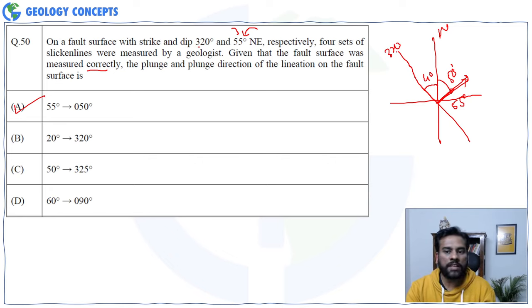If the bearing is 320 degrees, then it has to be 0 degree plunge because it is parallel to the strike. So this is not possible. At 325, if you just go from 320 to 325, the plunge will be a little more than 0. It cannot be 50 degrees. So this is also wrong. 60 cannot be more than the dip of the plane itself, so 60 is also not possible. So A is the correct option here.